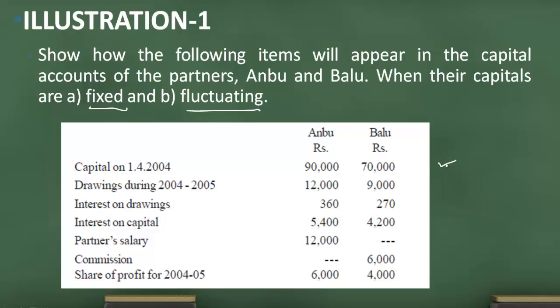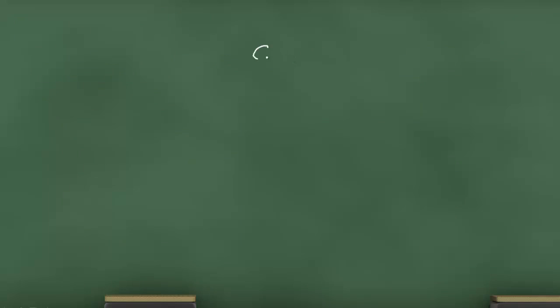The first is capital and the second is drawing, interest on drawings, interest on capital, then partner's salary, commission, then share of profit. Students, please don't mind about the year. These are all standard problems lifted from study materials, so don't mind about the year. So we have to prepare capital accounts and recollect.